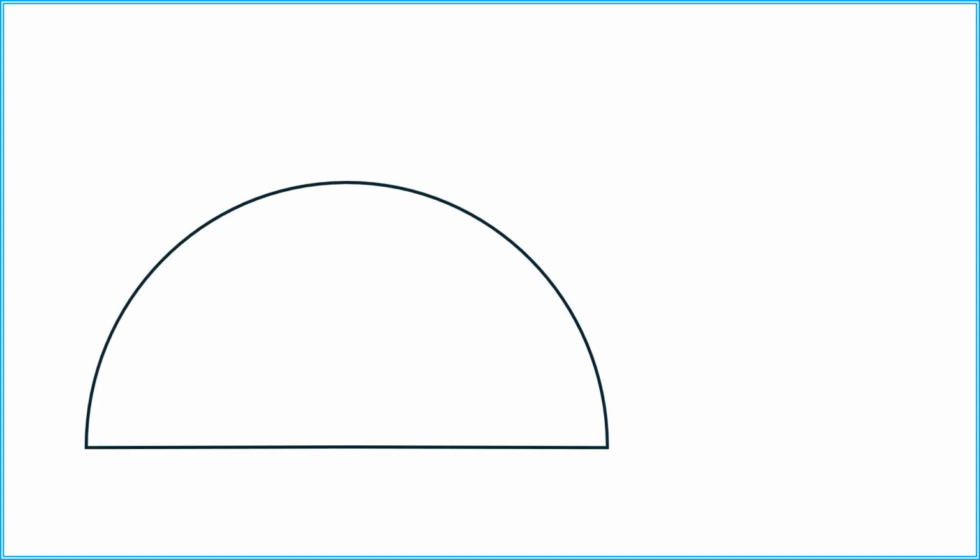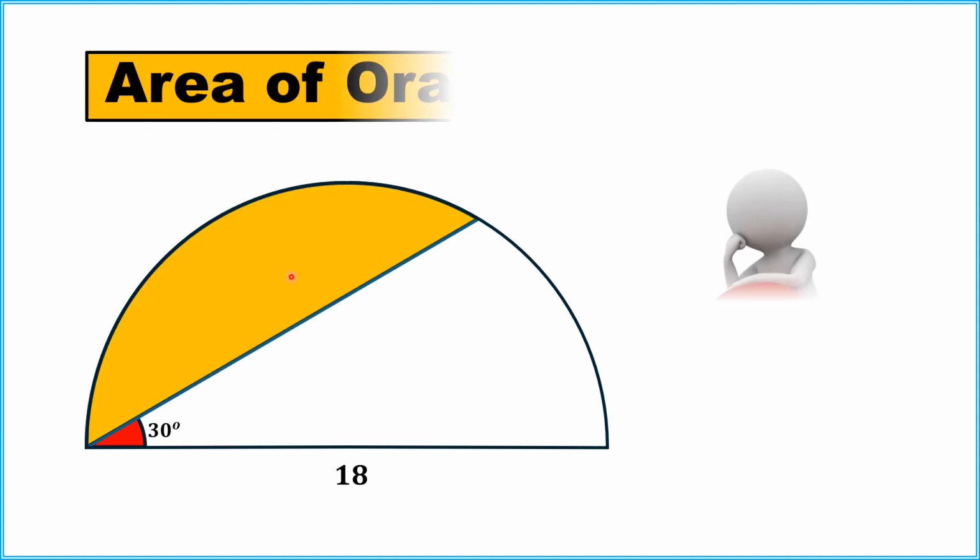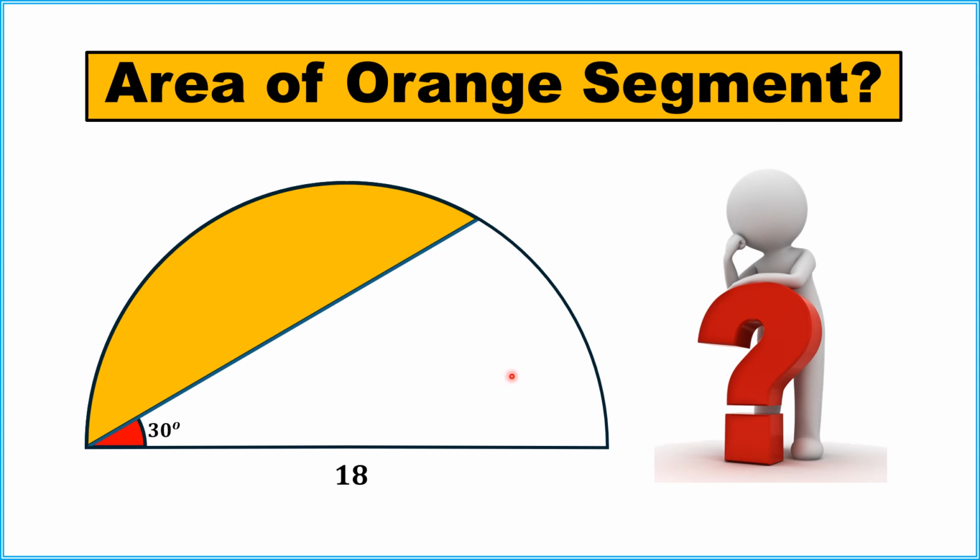Hello everyone, in this video we are given a semicircle having a diameter equal to 18 units. We divide it into two parts by a line segment. One is this segment and the other is this portion. If this angle is 30°, then by this limited data we have to find the area of this orange shaded segment. Let me move toward the solution.